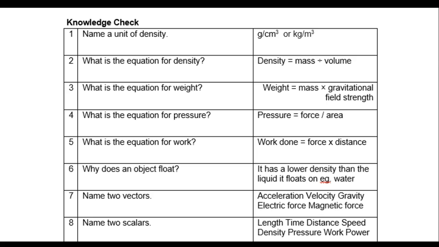An object floats because it has a lower density than the liquid it floats on, and most commonly that liquid is water, but it may be a different liquid. The answers in boxes 7 and 8 are many examples of vectors and scalars. As long as you have 2 correct examples, then you can give yourself the marks for that answer. Make sure that you mark your work and do any corrections in a different coloured pen.